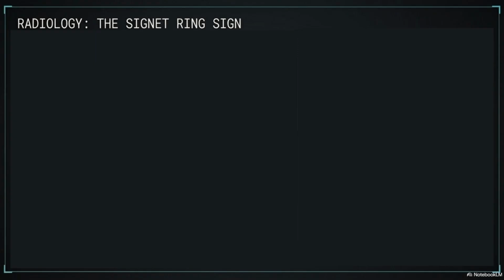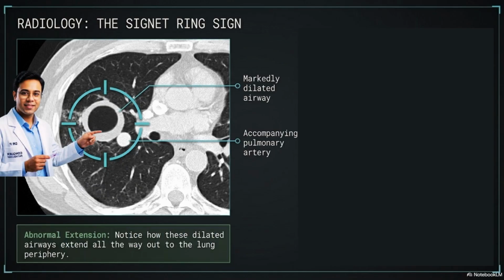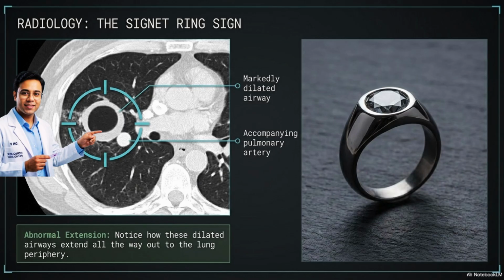Moving to radiology, we look for the classic signet ring sign. Notice the abnormal extension here on this scan. You can see how these dilated airways extend all the way out to the lung periphery. The visual ring is formed by a markedly dilated airway sitting right next to its accompanying pulmonary artery.